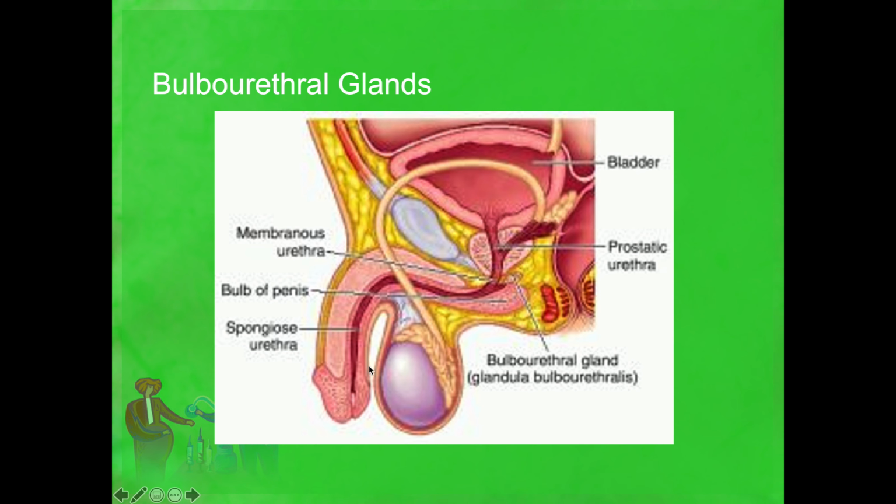The reason that the male has pre-ejaculate is to help lubricate the penis for easy insertion, also to help neutralize it from any previous urine that may occur. Okay, so it helps to lubricate the penis itself and to neutralize any acid that might be located within the penis or within the urethra that could potentially kill the sperm.